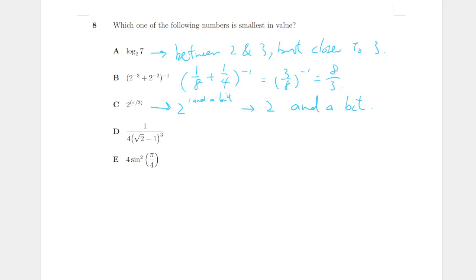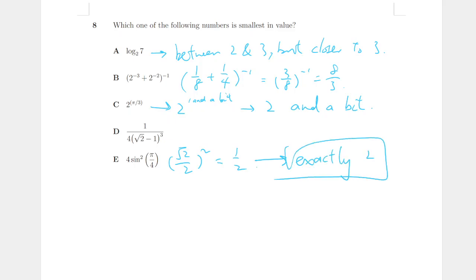Okay, how about E? E is 4 sine squared of pi over 4. Sine of pi over 4 is root 2 over 2, right? If I square that, this becomes 1/2. So 4 times 1/2 means that this is exactly 2. So if E is exactly 2, then it's definitely not A, not B, and not C, right? I mean, all of them are larger than 2. So what I have to do is prove that D is actually bigger than 2.